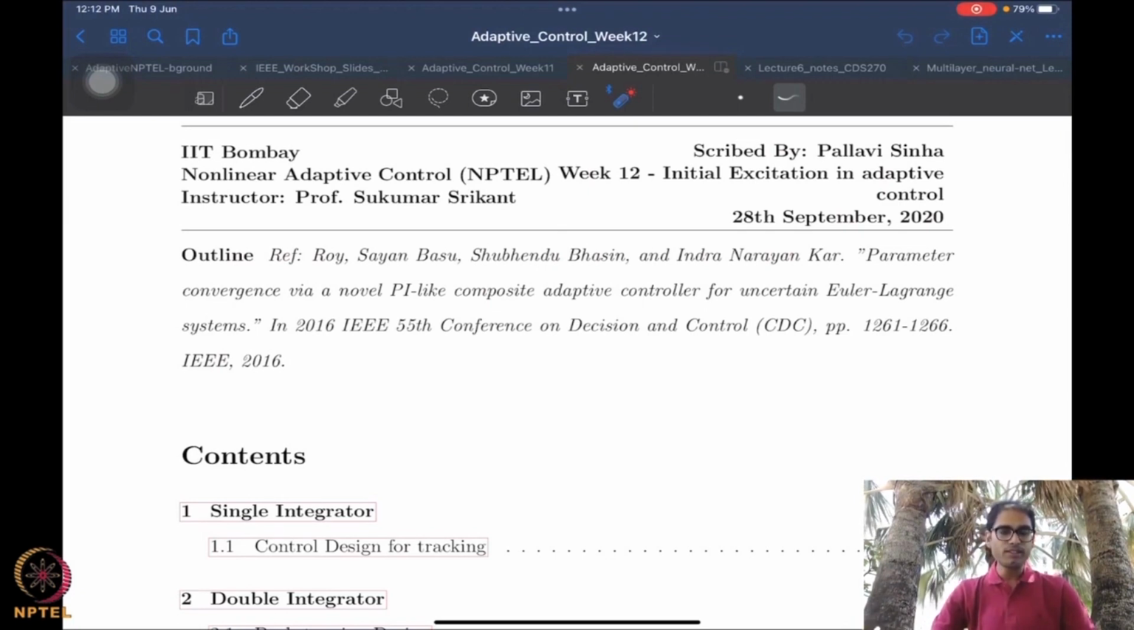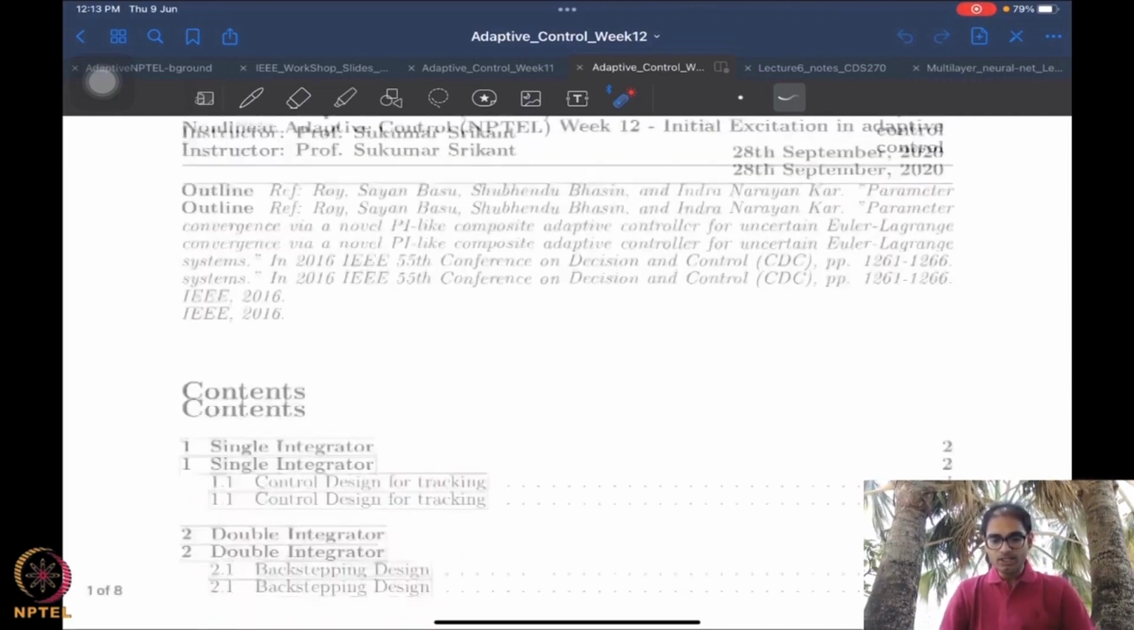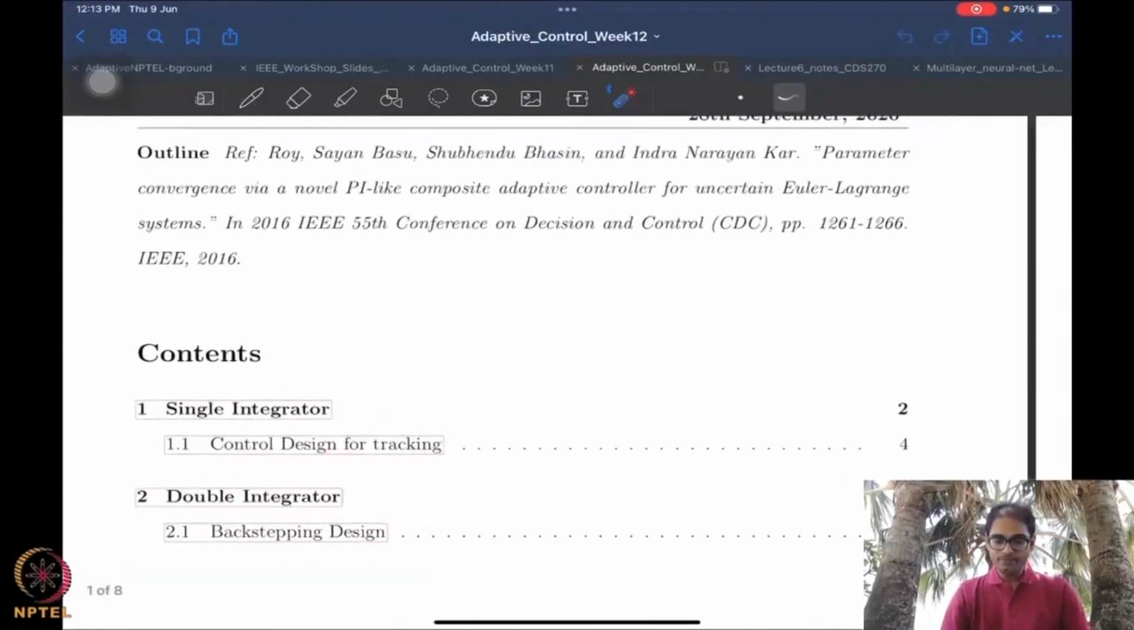So a lot of research went into relaxing this persistence condition. One of these methods is called initial excitation-based adaptive control, and the authors here are from IIT Delhi, so very local. You're being vocal for local. But it is a very interesting sequence of work on relaxing persistence of excitation. So this is a reference point.